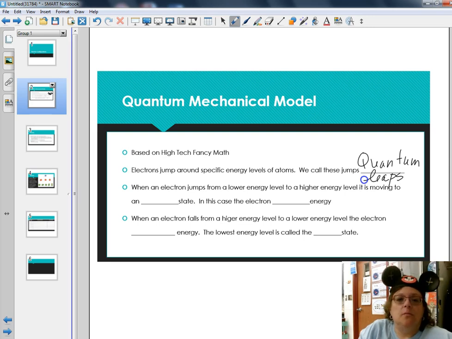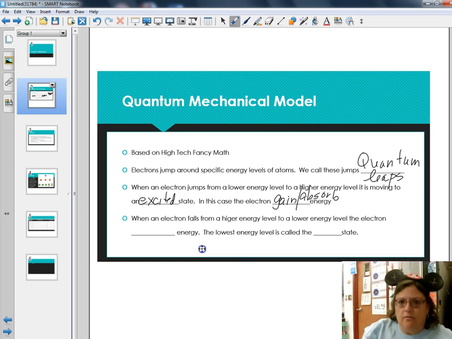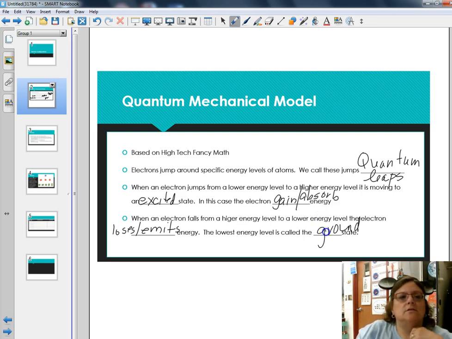When an electron jumps from a lower energy to a higher energy, it's moving to what we call an excited state. In this case, the electron will gain energy, or you could also say absorb. When an electron falls from a higher energy level to a lower energy level, the electron loses energy or emits. The lowest energy is called the ground state.